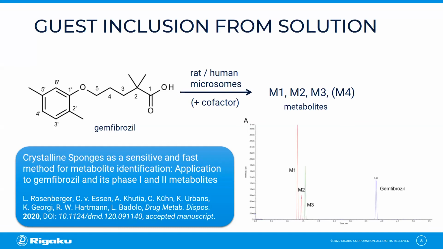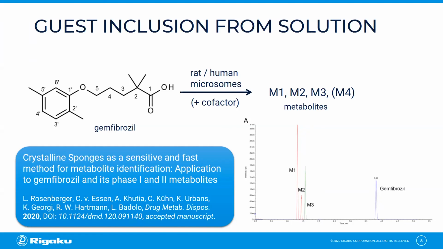The mass spectra of metabolites M1 and M2 show the same signal at 265 m/z. That means they are equal in weight, but different in retention time. Clearly, the oxidation of gemfibrozil must have occurred at different atom sites.